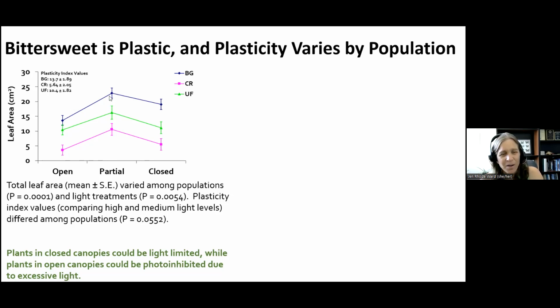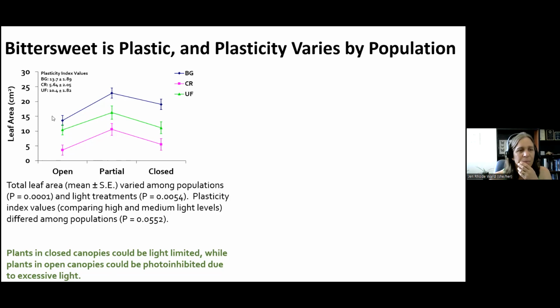So I was just comparing these parts of the slopes here. I was comparing the slopes of the lines, right? So how much the plants were able to adjust their size in response to the environment differed among those populations as well. And I'm just trying to explain here to you in green why I think that there's the biggest leaf area here in the partial canopy.